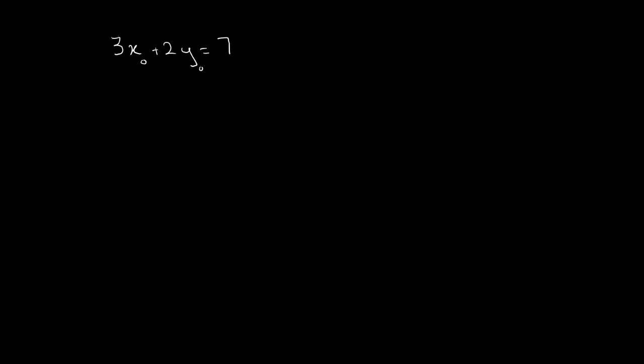And I also have 9x naught plus 8y naught is equal to 22. So now let's say I want to get rid of the x's this time. So now you can see this is a 3x naught and this is a 9x naught. So let's say this is equation 1 and this is equation 2. So what I can do is I can multiply this equation by 3.